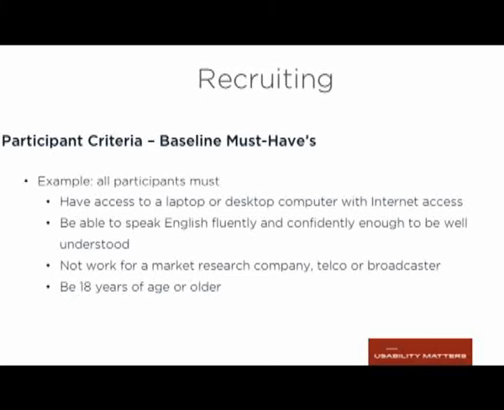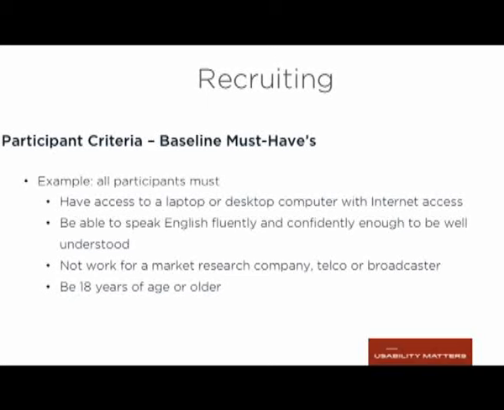There are several types of criteria to consider when recruiting participants for your research. We'll talk about 3 broad types of criteria. The first of these is the first level of qualification for your study. It's often a baseline criteria that all participants must pass. So an example of that might be if you're conducting remote usability testing, participants will need to have access to a computer and a reliable internet connection. If they don't, you can't include them in your study.